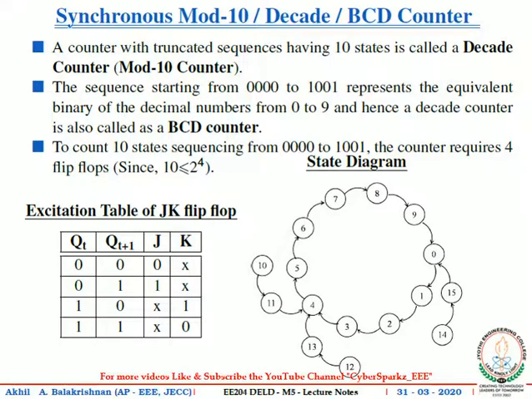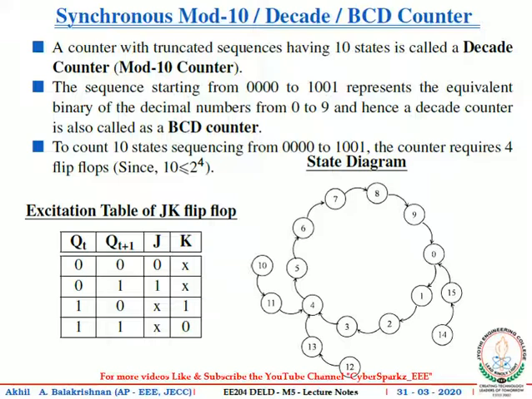We are going to design this counter using JK flip-flops, and the excitation table of the JK flip-flop is shown on the left side of the slide. On the right side we can see the state diagram. Here, instead of the binary pattern, I have represented the states with decimal numbers. You can represent them either in binary or in decimal according to your convenience.